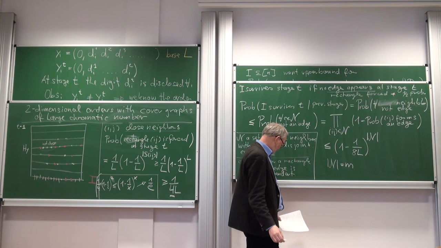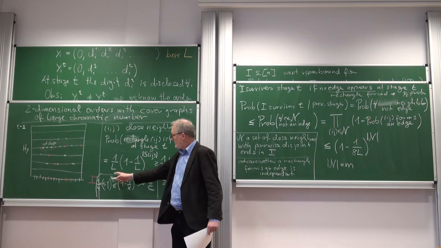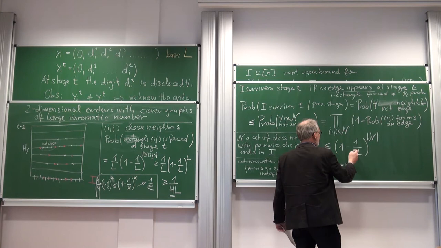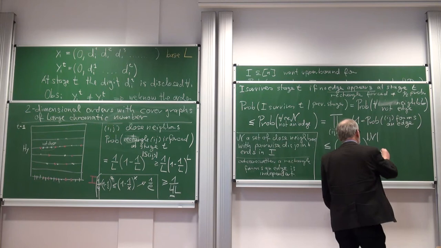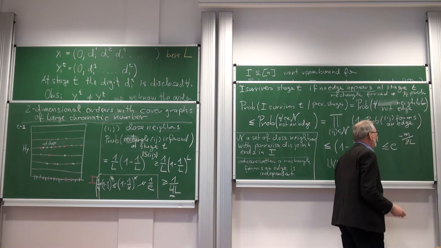Now here we again have something which comes close to what we have here. We can think of this as being (1 minus 1 over 8L) to the 8L times something, and then the first part is going to be 1 over e, and the something remains in the exponent. So we get e to the minus M over 8L. This is the something.